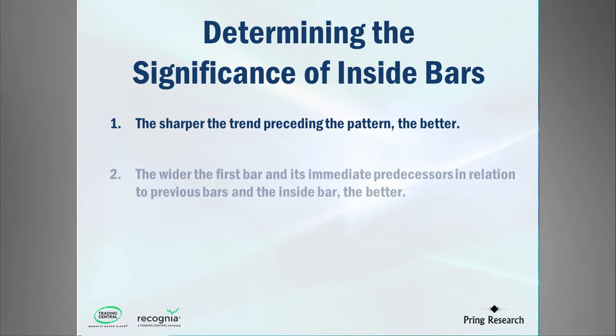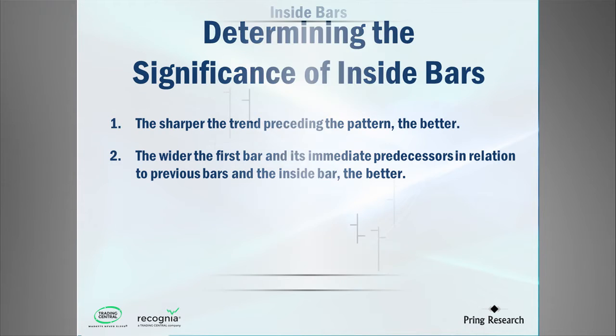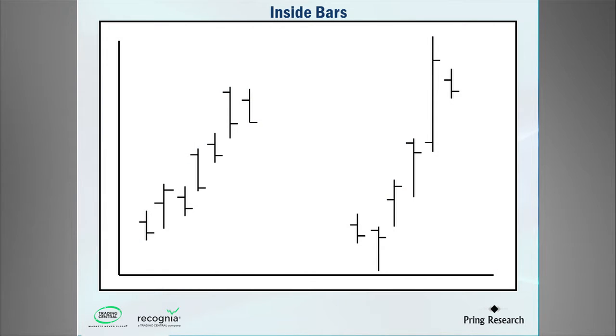The wider the first bar and its immediate predecessors in relation to the previous bars and the inside bar, the better. That makes the inside bar on the right a better candidate, because the noticeably wider bar indicates that the prevailing trend is reaching a climax.